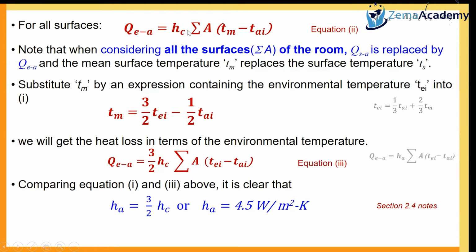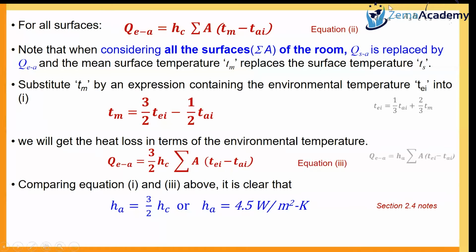So this equation, earlier it was HC, it is still HC. Earlier this area, you can see it was AS. Now this area has been replaced by summation of all the areas. Because we are considering all the surfaces of the room, hence it is summation A. It means all the area. Replacement is this delta T.